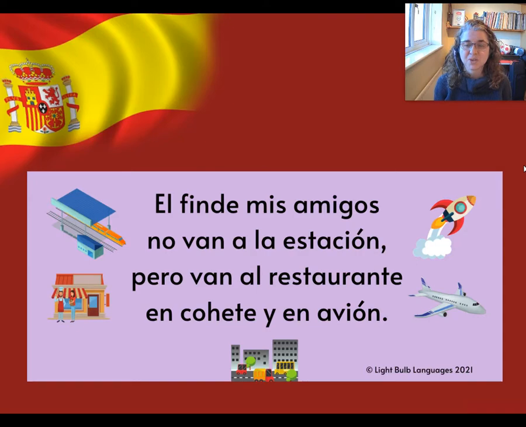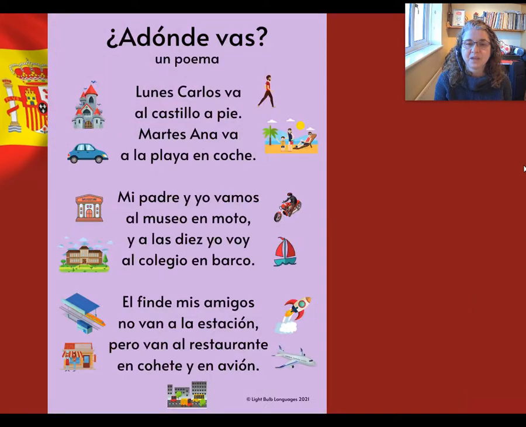Let's try this verse, shall we? Here we go. El fin de mis amigos no van a la estación, pero van al restaurante en cohete y en avión. Let's try it one more time. El fin de mis amigos no van a la estación, pero van al restaurante en cohete y en avión. Time to see the whole thing, I think. Are you ready to read it all the way through?